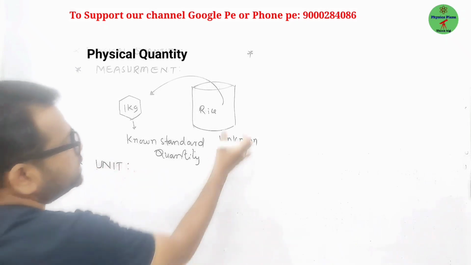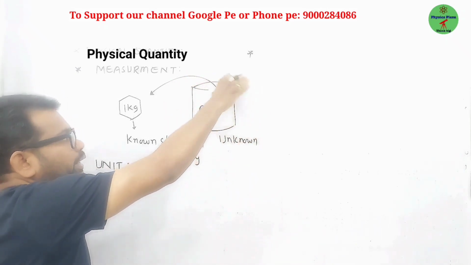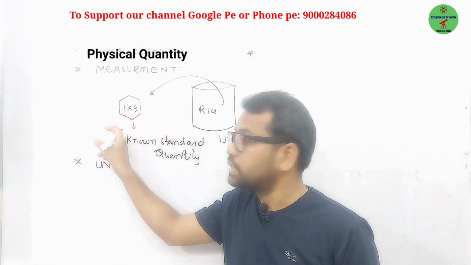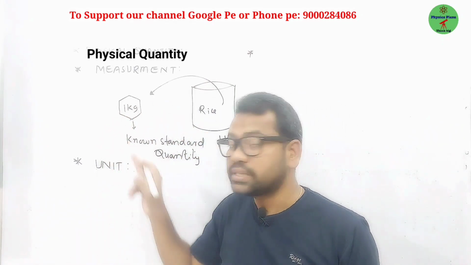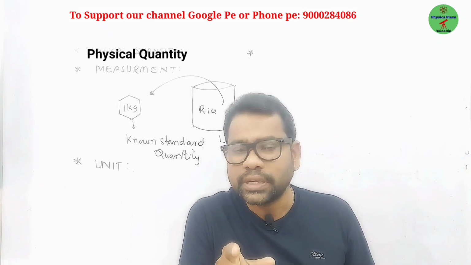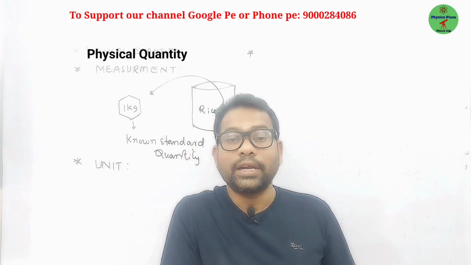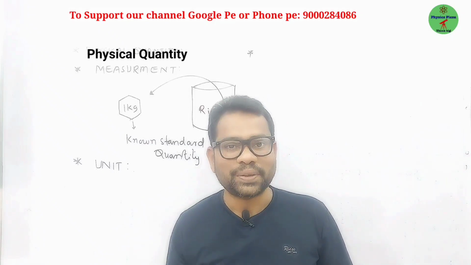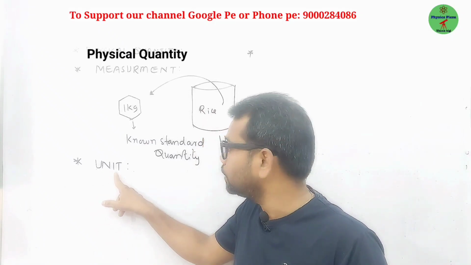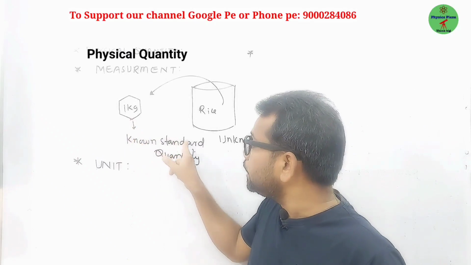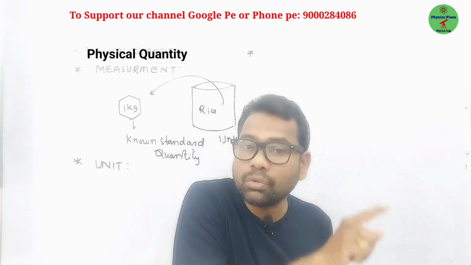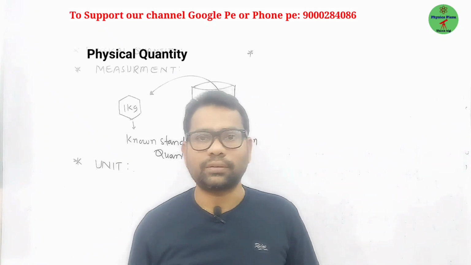So children, this rice whatever we are going to buy is actually unknown, but we are comparing it with what? A 1 kg weight. This 1 kg weight is a unit. So unit means it must be known and it must be a standard quantity. Is the point clear? So what is the unit, dear children? The known standard quantity which is used to measure the unknown quantity of the same nature.